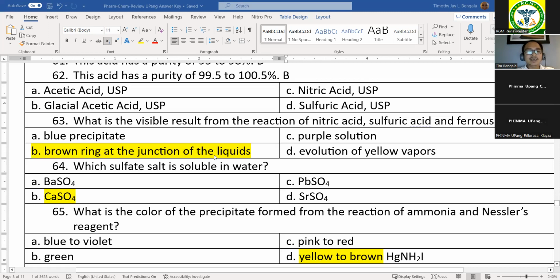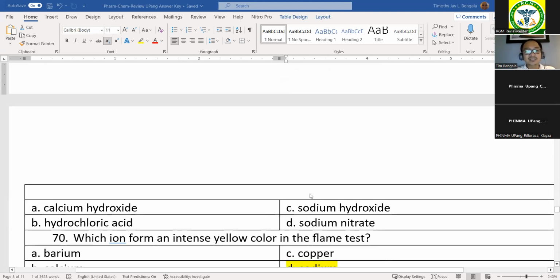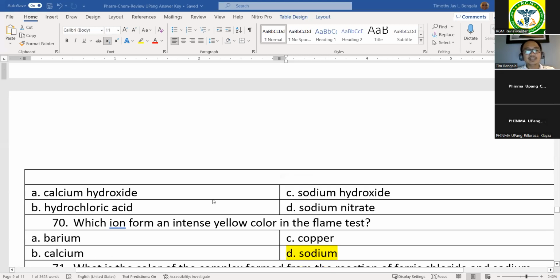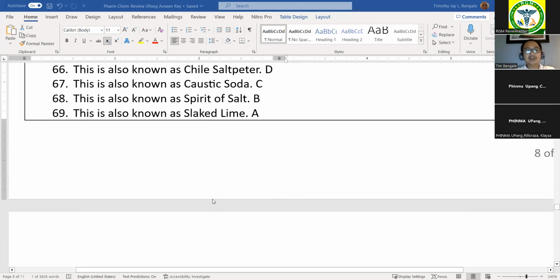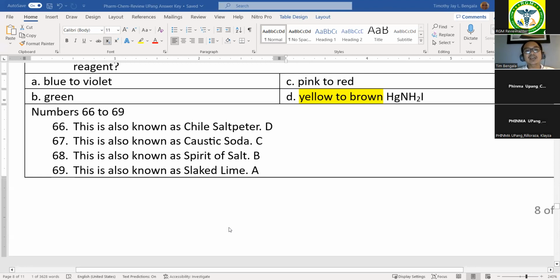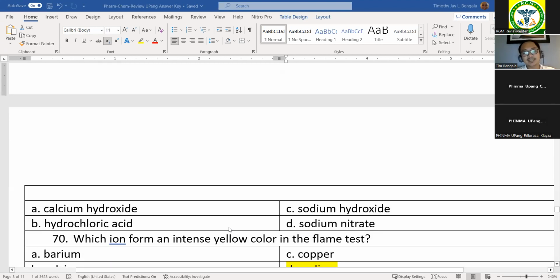Sige. Next is, ayan, balik tayo sa 66 to 69. So, chili saltpeter would be your potassium nitrate. Ayan. So, potassium ulit, sodium nitrate. Your caustic soda would be letter C, sodium hydroxide. Your spirit of salt would be hydrochloric acid, letter B. And lastly, your slaked lime would be calcium oxide. If you slaked it, or undergo the process of slaking, wherein you add water, it will become calcium hydroxide.